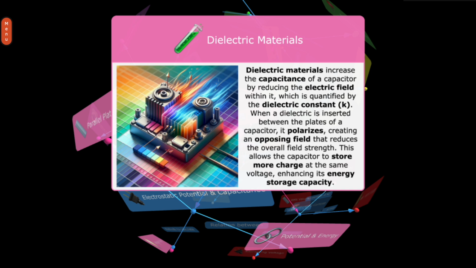Dielectric materials increase the capacitance of a capacitor by reducing the electric field within it, which is quantified by the dielectric constant, K. When a dielectric is inserted between the plates of a capacitor, it polarizes, creating an opposing field that reduces the overall field strength. This allows the capacitor to store more charge at the same voltage, enhancing its energy storage capacity.